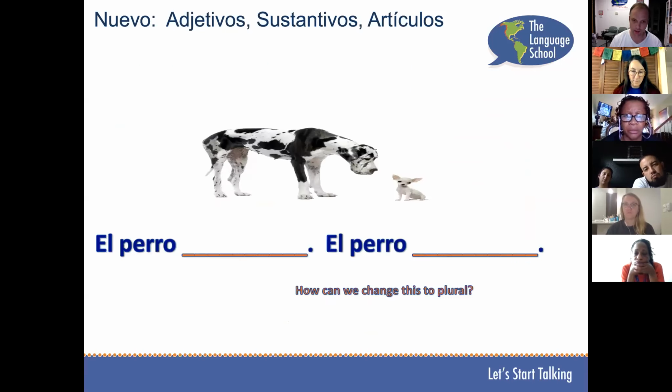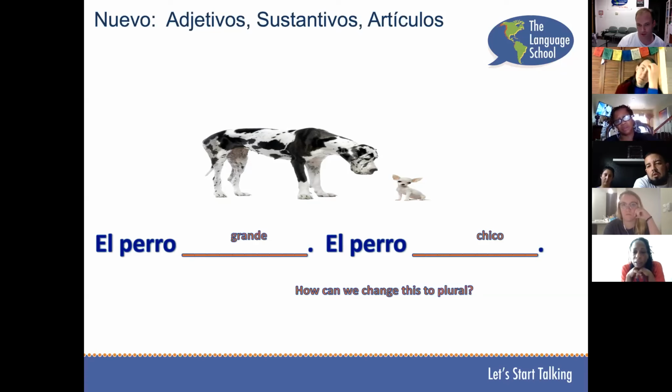Okay, so we're going to practice with this a little bit. Let's start with you this time. Kia, how would you describe this big dog on the left? El perro grande. And then the small dog on the right? El perro pequeño. I'll accept that, or pequeño, chico. That's 100% right, but chico is the word that we learned in the last. Okay, chico, el chico. But you're right with pequeño. It's like saying small and little. You can use both. All right, how can we change those to plural?